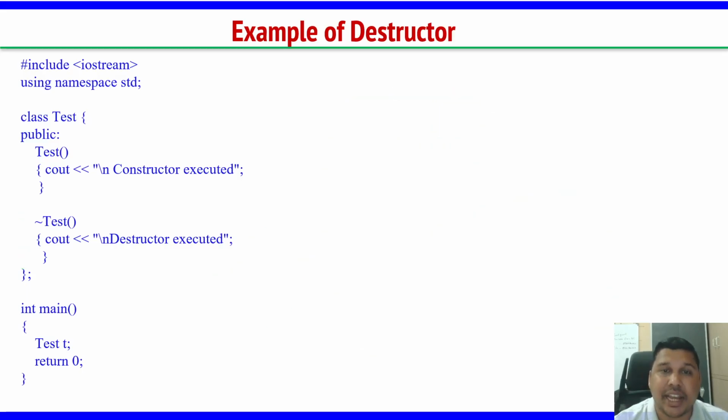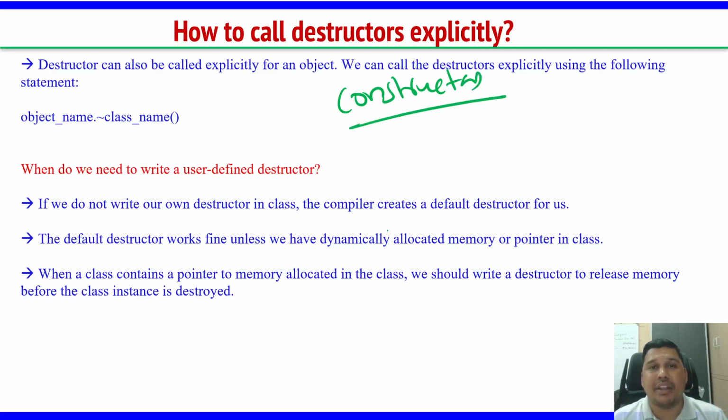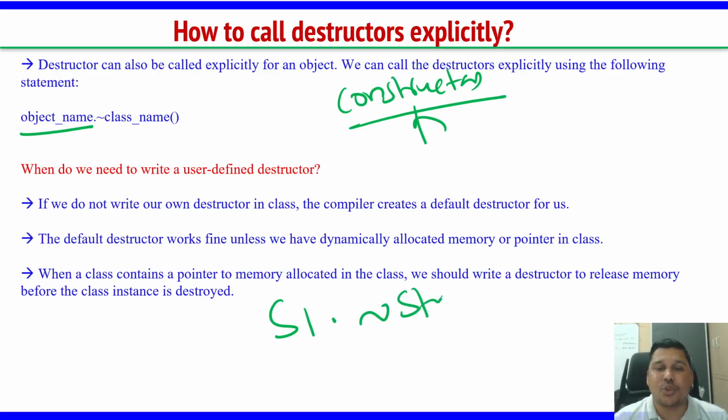But there is another way. Even if you don't allocate memory for an object using a constructor, you can still delete that memory using a destructor. How? The object name s1, dot, tilde operator, the class name Student.